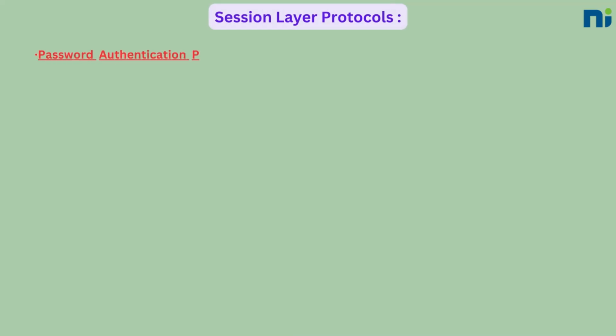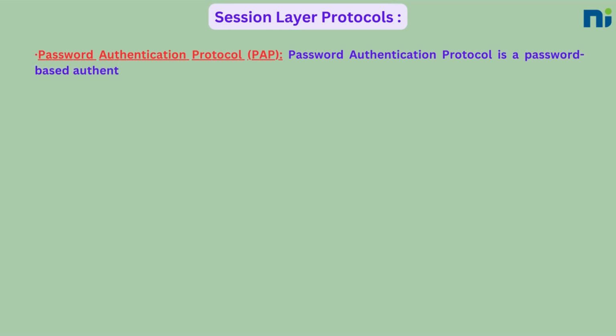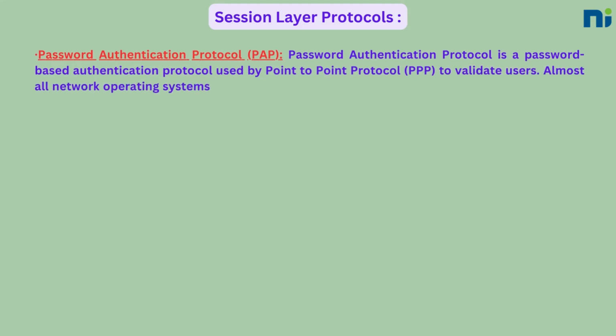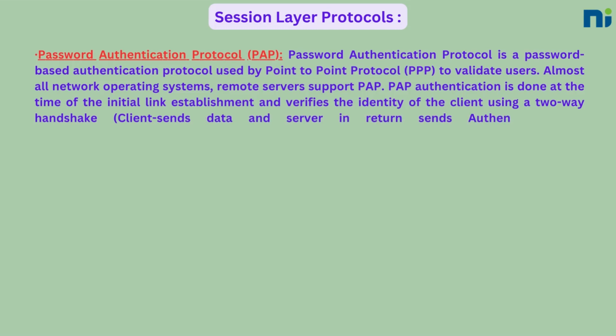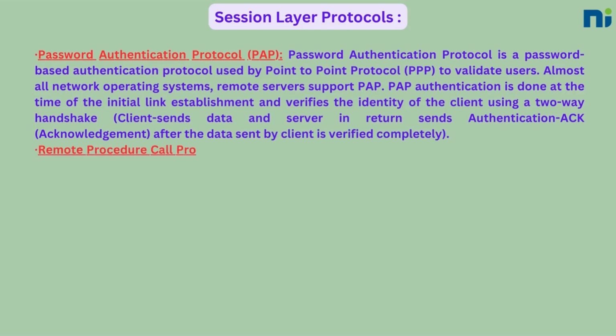Password Authentication Protocol, PAP. Password Authentication Protocol is a password-based authentication protocol used by Point-to-Point Protocol, PPP, to validate users. Almost all network operating systems, remote servers support PAP. PAP authentication is done at the time of the initial link establishment and verifies the identity of the client using a two-way handshake. Client sends data and server in return sends authentication acknowledgement, after the data sent by client is verified completely. Remote Procedure Call Protocol, RPCP.